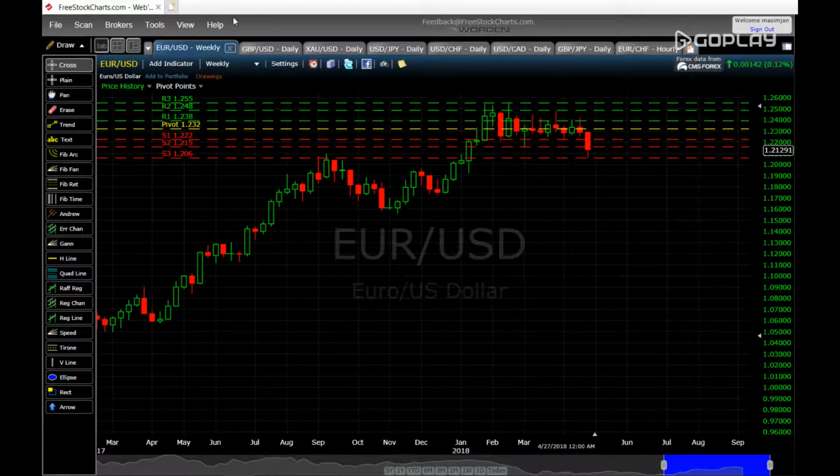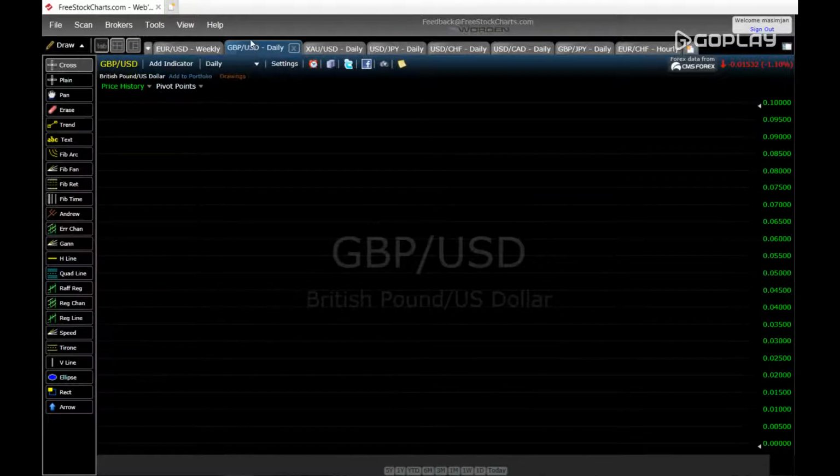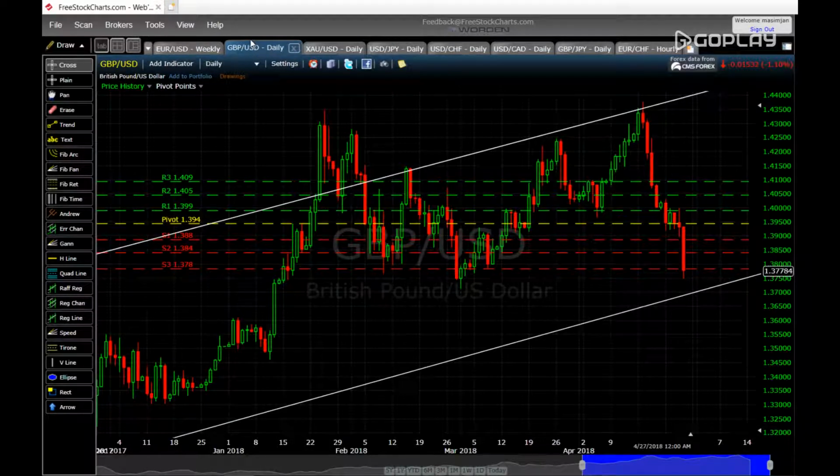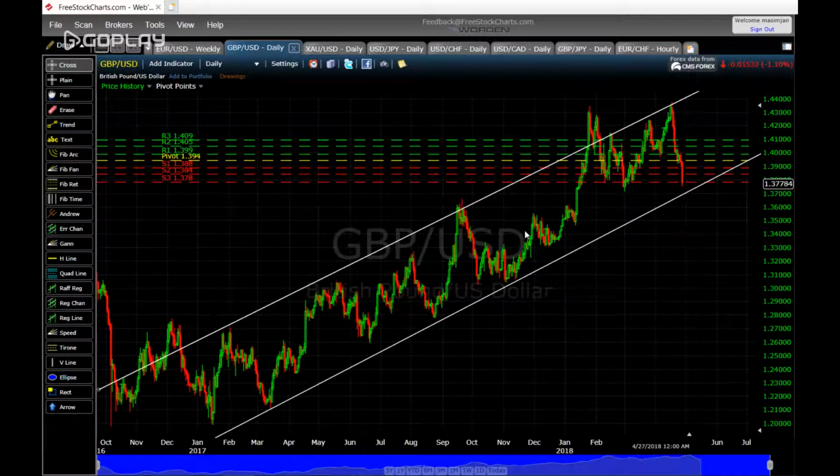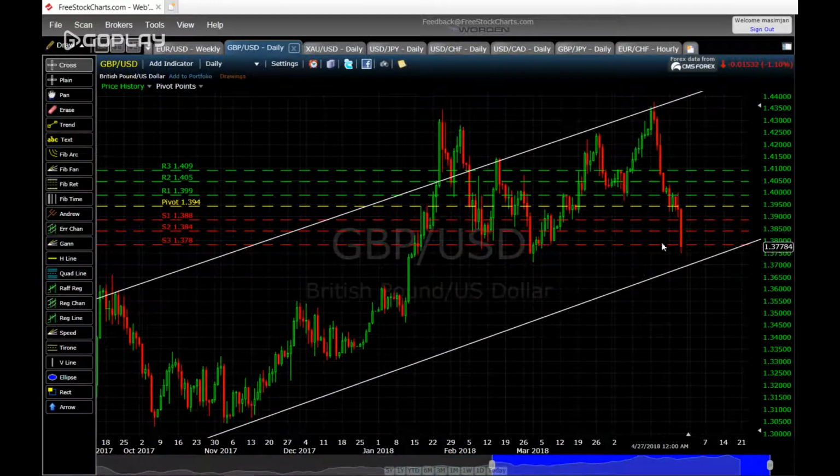Now going to GBP USD. Very nice pair, always traveling in the same channel. It tried to touch the channel line which I have drawn. You can see it's a self-driven line on the daily basis, for 1 year. So it tried to break the support at 1.378 on the daily chart, but it could not break.